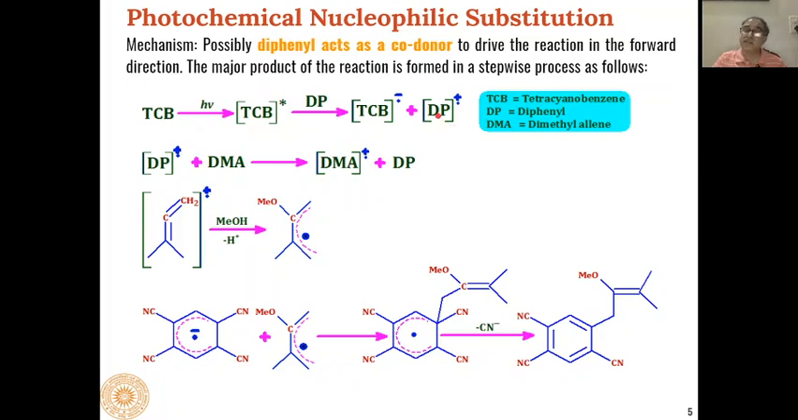And then this diphenyl radical cation reacts with the other substrate, that is dimethylallene, and the dimethylallene becomes a radical cation, and this diphenyl comes back to its original ground state.